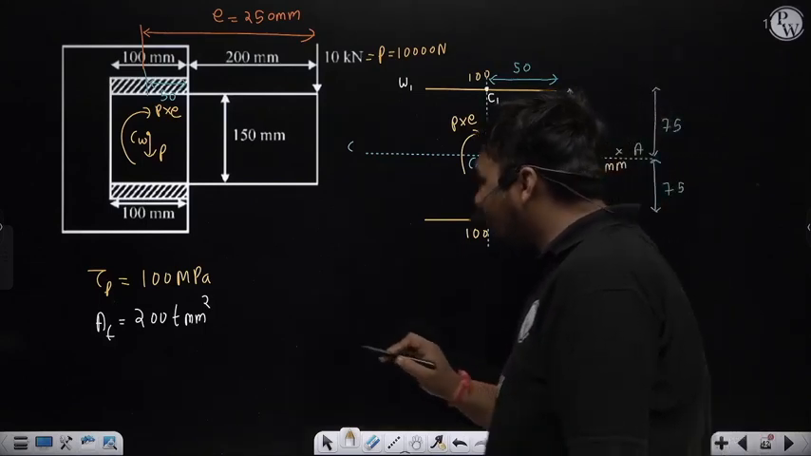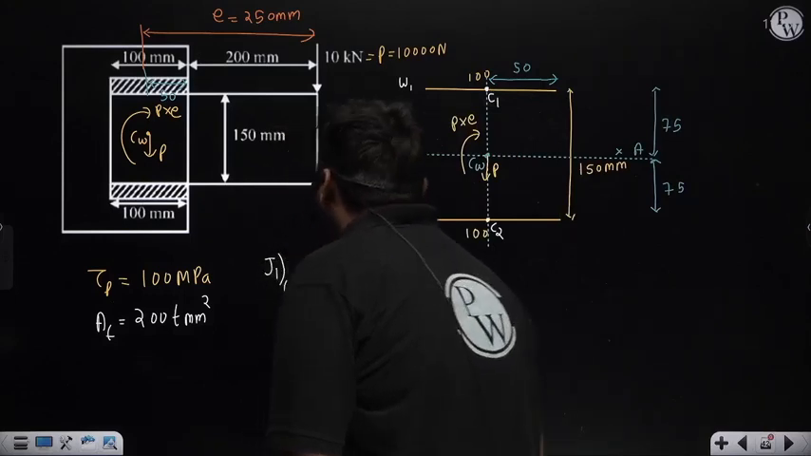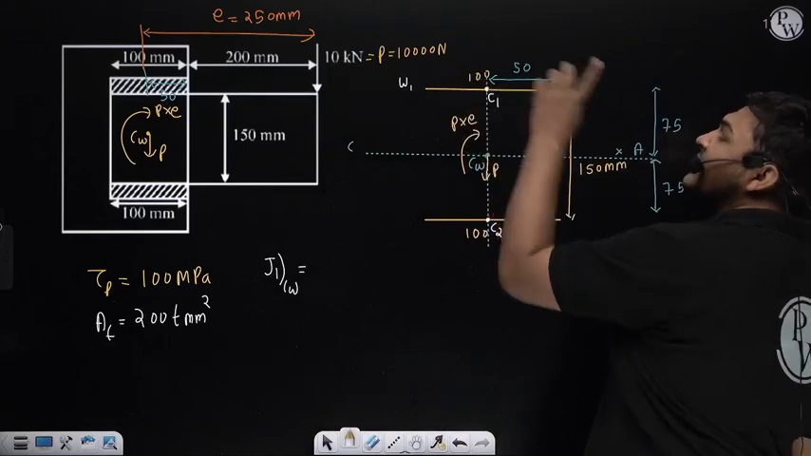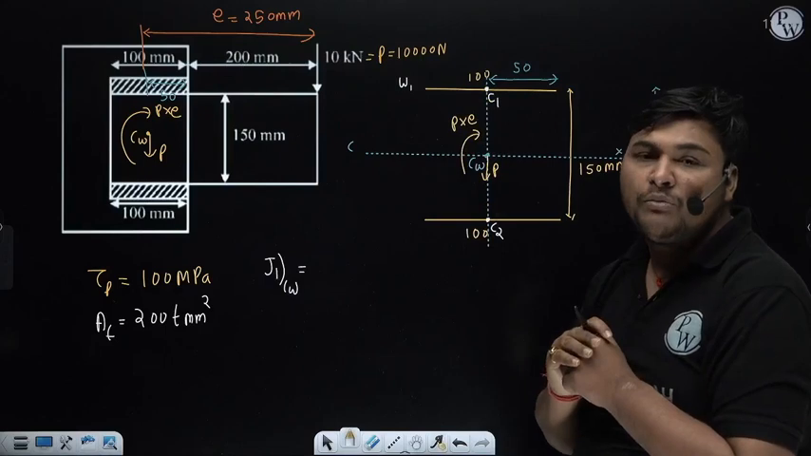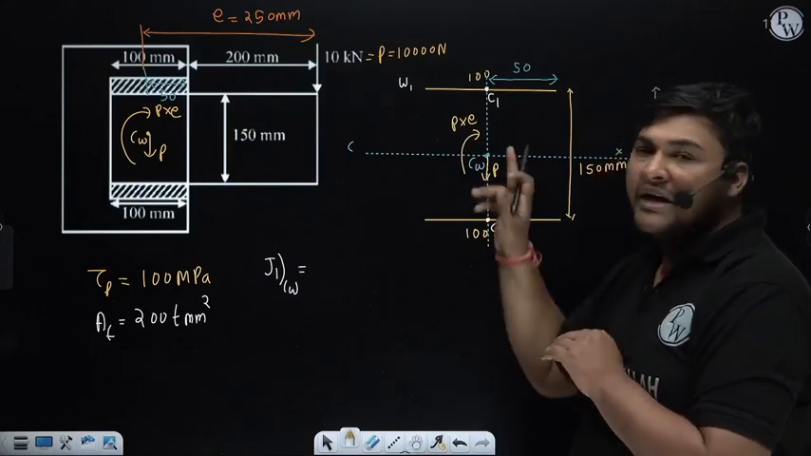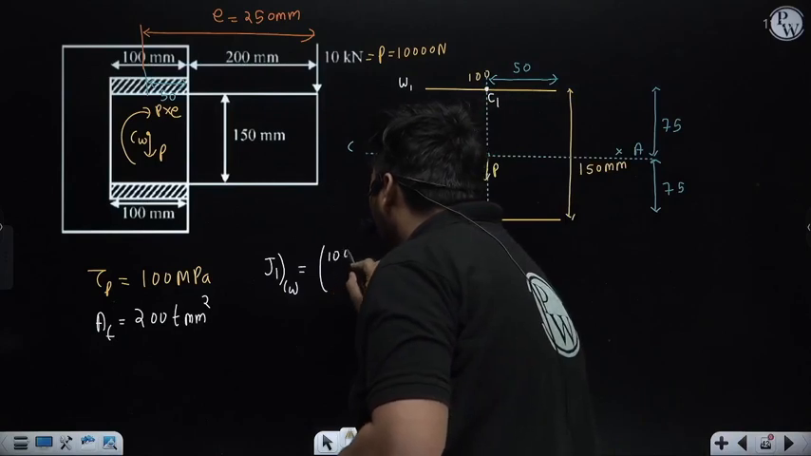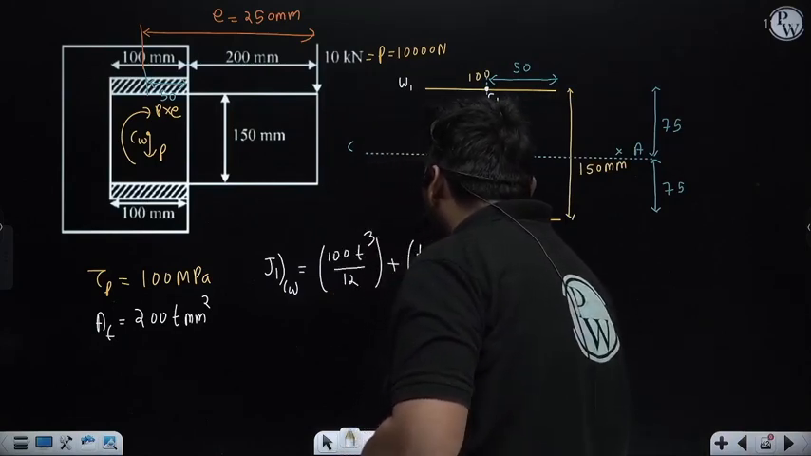So first I am calculating the polar moment of inertia of weld 1 about the combined centroid. For that, first I will calculate the polar moment of inertia of weld 1 about its centroid, that is C1. Now the polar moment of inertia of weld 1 about C1 will be BH cube by 12 plus HB cube by 12. Here B is 100 and H is T. So it will be 100 into T cube by 12 plus T into 100 cube by 12.